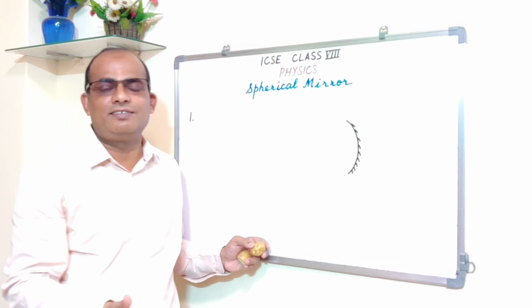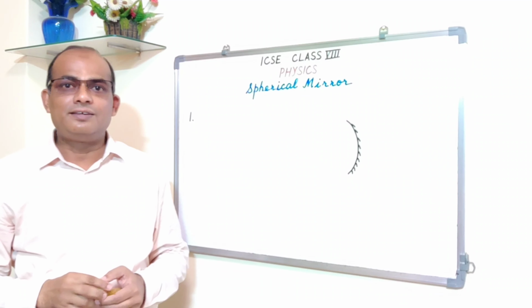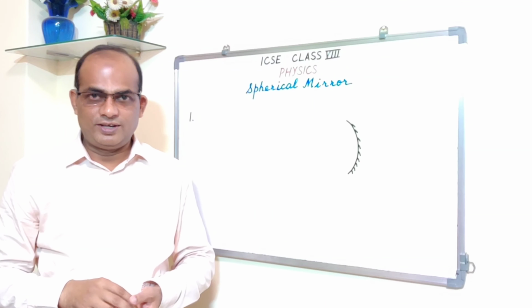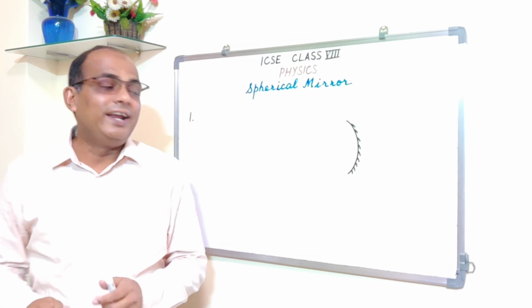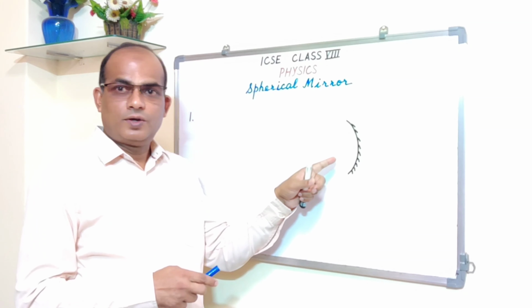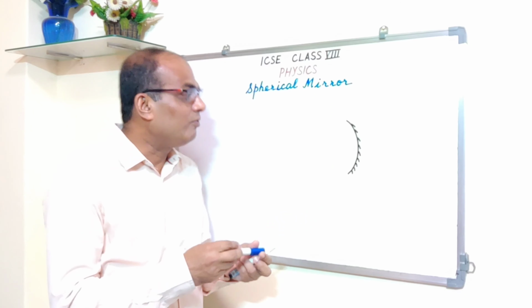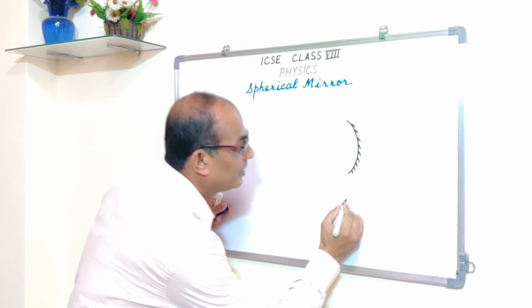So our next question is, state the types of a spherical mirror. There are two types, as you can see. One is this type of mirror and one is this type.